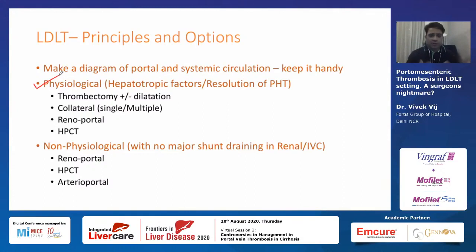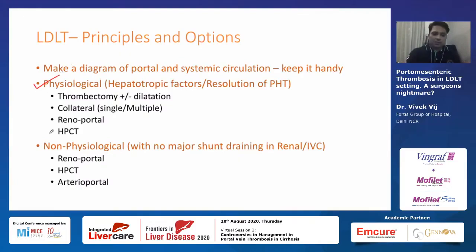Physiological flow can also be defined as a big collateral draining into the IVC or into the renal vein, and then renal vein anastomosis or IVC anastomosis with the new liver. So physiological anastomosis basically creates hepatotrophic factors, and it also resolves portal hypertension to a large extent.